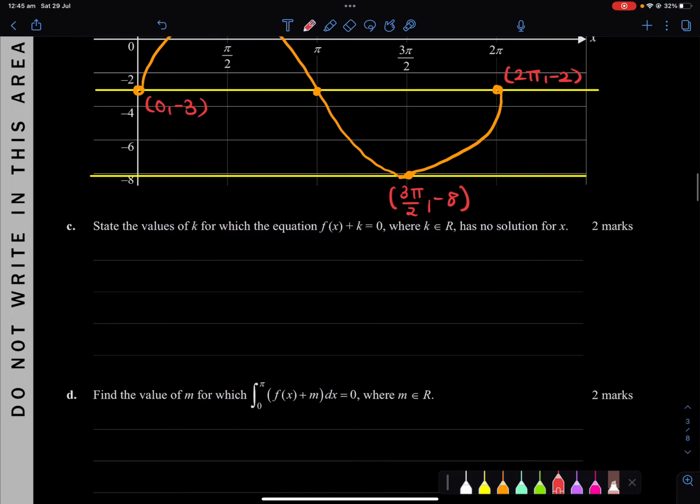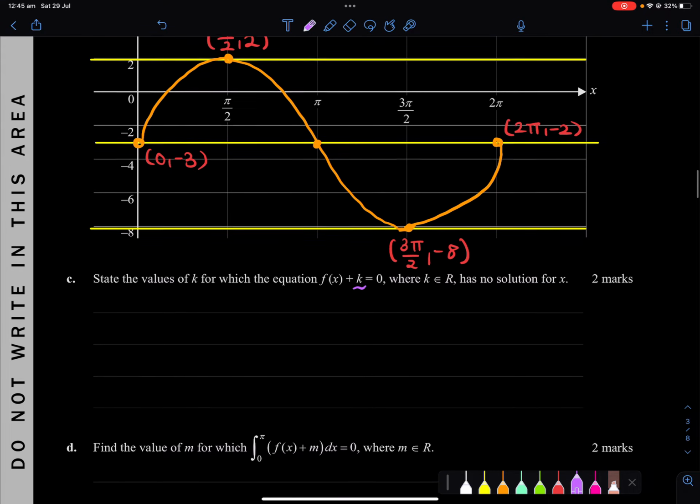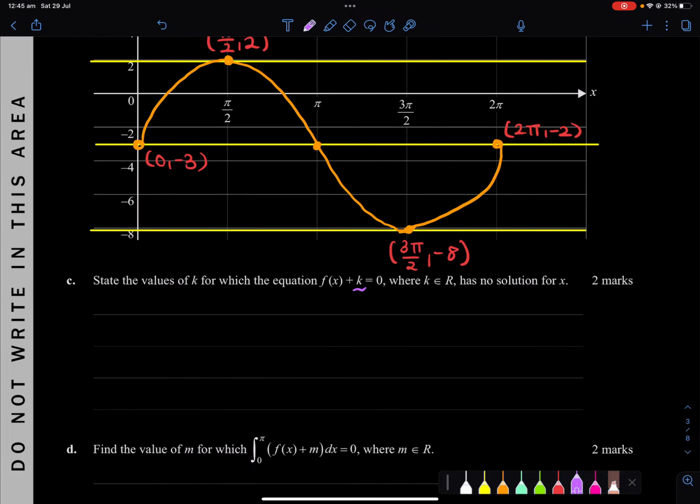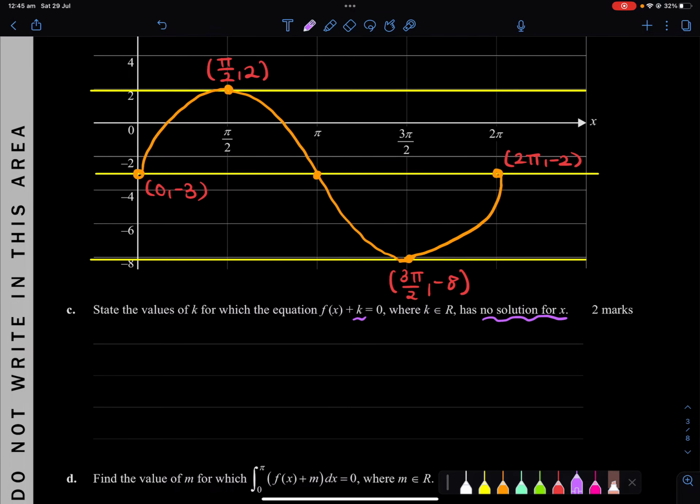Perfect. It says, state the values of k for which f of x plus k, where k is an element of all reals, has no solution. So, our function f of x, which is this graph, is being translated up or down. This k over here represents a translation up or down. So if we put 1, 2, we're translating up, and if we put negative numbers, it translates down. And we want to find where there is no solution for x. So it means where it does not touch the line x equals 0.